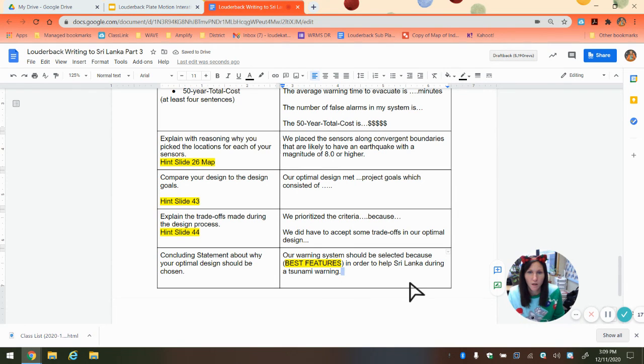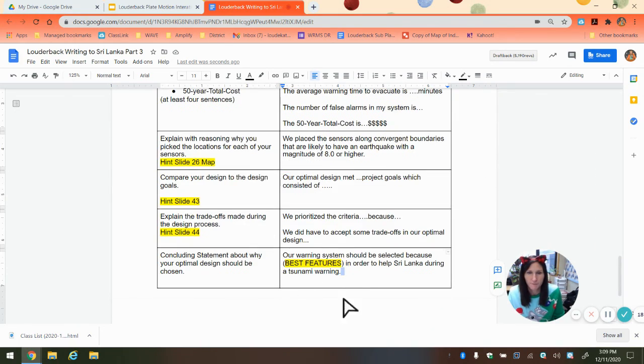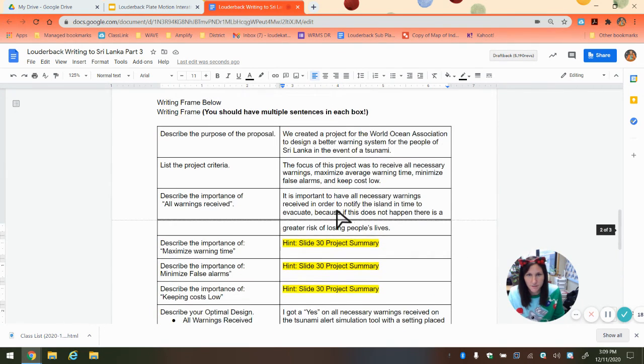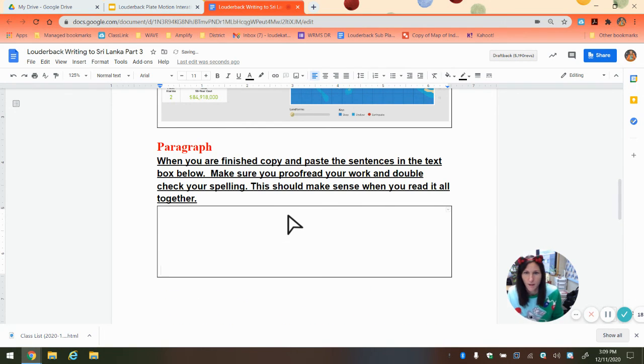Okay, so once you have this done, and again, your best features and your trade-offs, they should all be based on your data. But once you have your writing frame done, you copy and paste all of these sentences into your paragraph here. And then when you finish copy and pasting the sentences in the box below, make sure you proofread, make sure it flows well. You double check the spelling before you click turn it in.